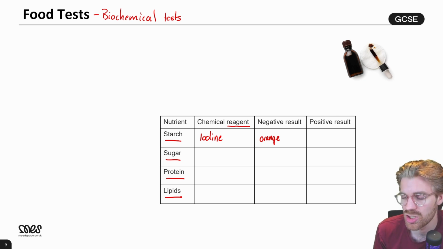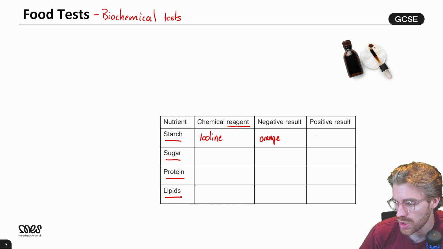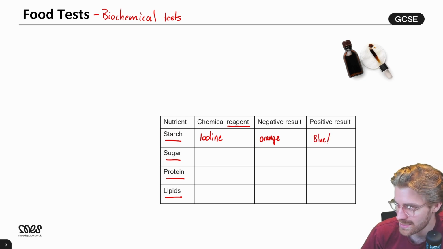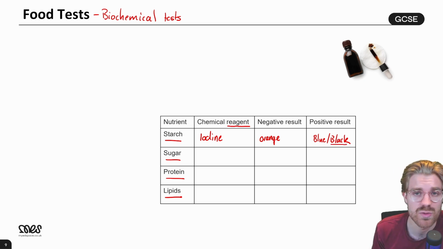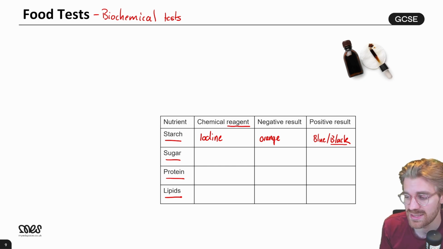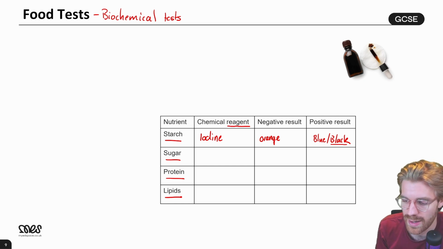If there is starch present, then it will change color to a blue/black color. It's really important that we include the black part there. So if you just said that it changes to a black color, you would still get the mark, but you'd have to say blue/black. You couldn't just say blue. You would not get the mark for that.